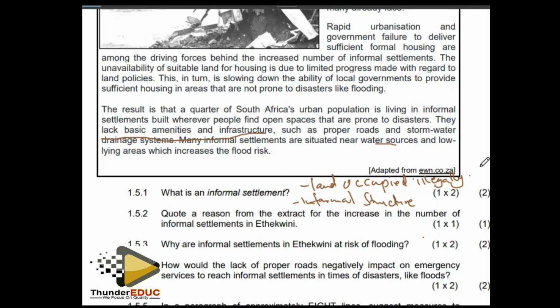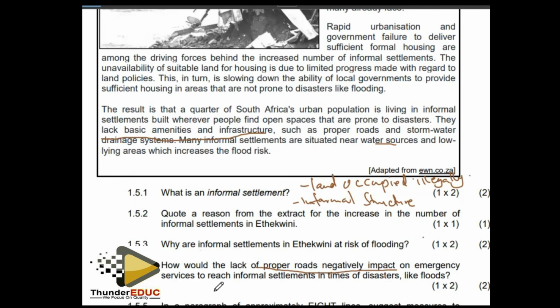So all that cause flooding. Okay, 1.5.3 is done. 1.5.4: How would the lack of proper roads negatively impact emergency services reaching informal settlements in times of disasters like flood? Lack of what? Proper roads and its negative impact on emergency services.